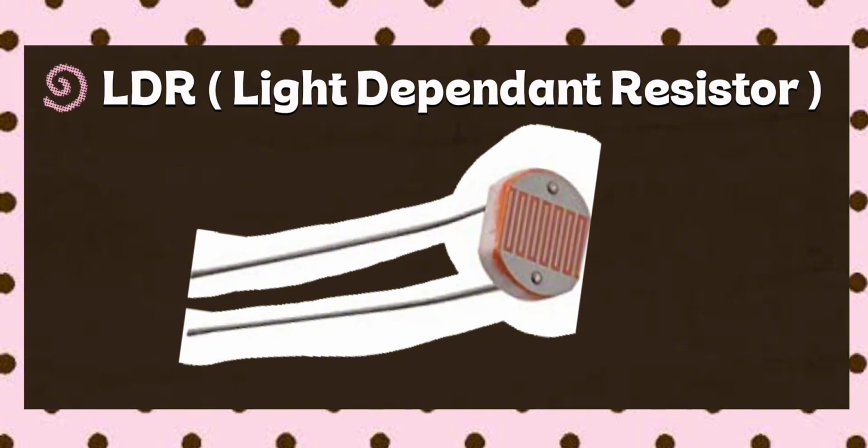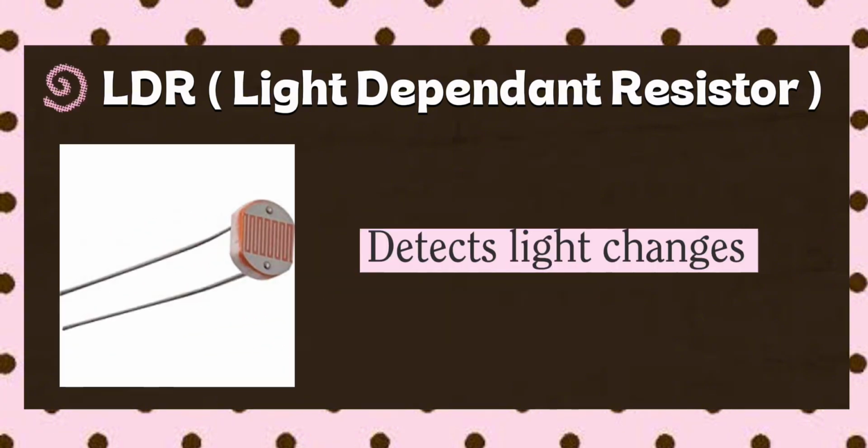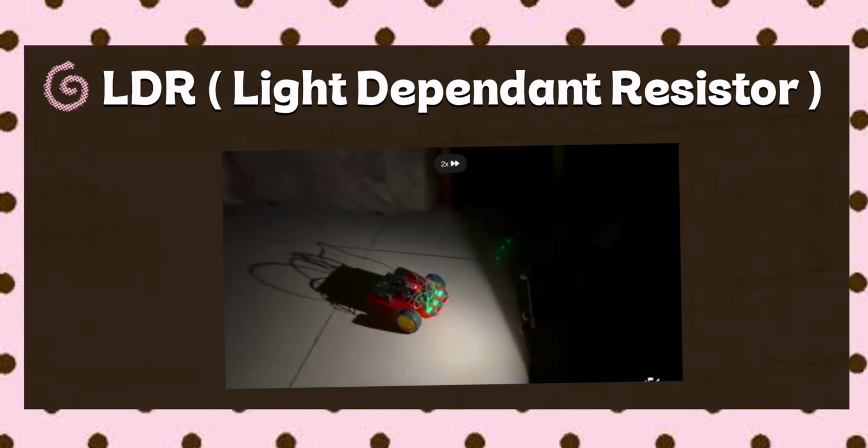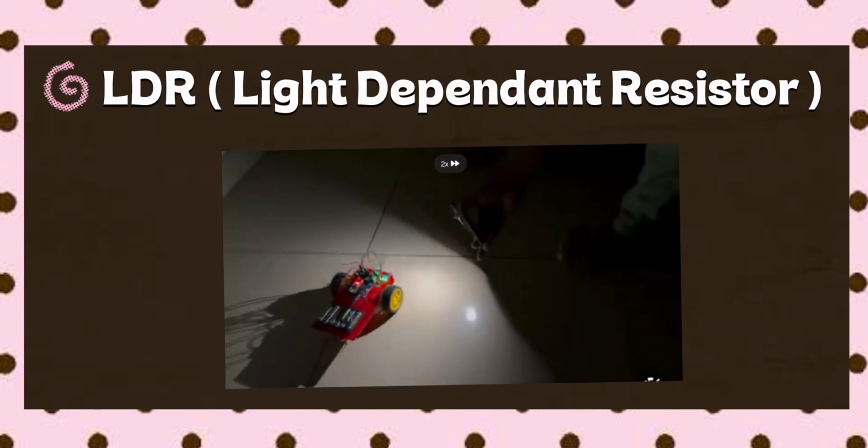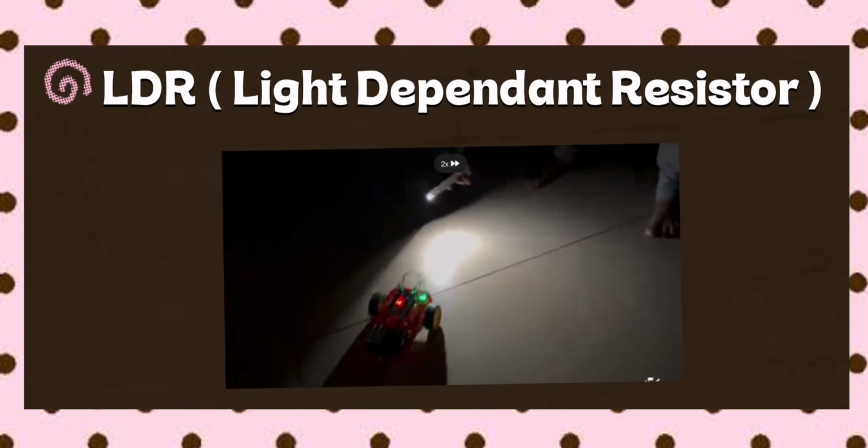Hopping on to LDR, or the Light Dependent Resistor. The LDR detects changes in light by changing its resistance. In light sensing robots, it helps the robot identify the direction of light.